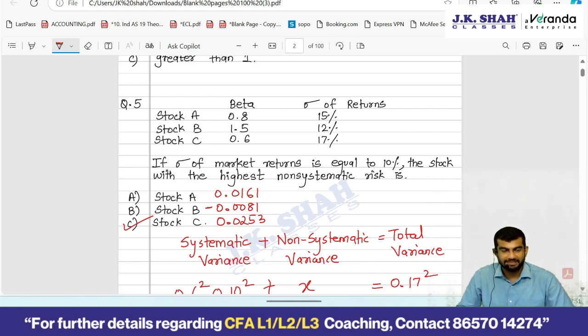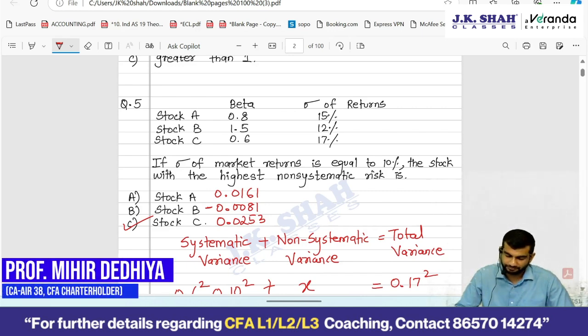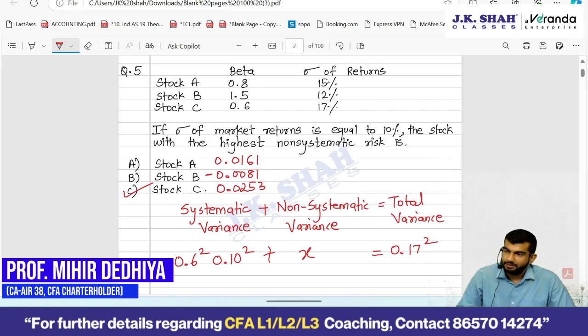Beta is a measure of systematic risk. Fine. Okay. Understood this? Any doubt in any of the questions that we did?